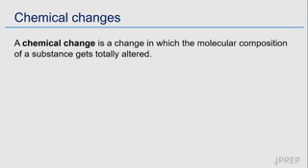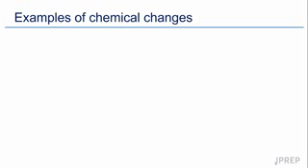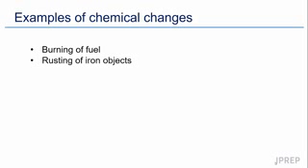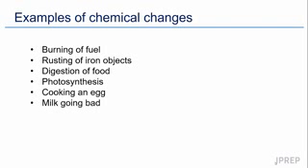Let's now look at chemical changes. A chemical change is a change in which the molecular composition of the substance involved gets totally changed. This normally results in the formation of new substances that have different properties. Examples of chemical changes include burning of fuel, rusting of an iron object, digestion of food in the body, which involves chemicals in the body acting on food, photosynthesis, which is a process by which plants manufacture their own food, boiling of eggs, leaving milk to go bad, setting off fireworks, and much more.